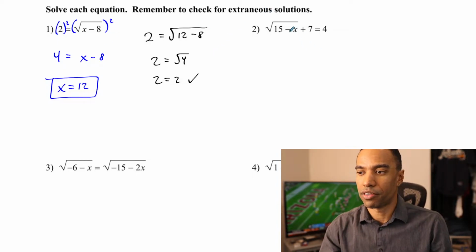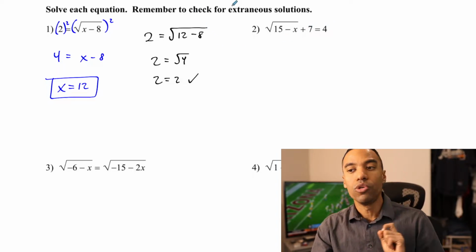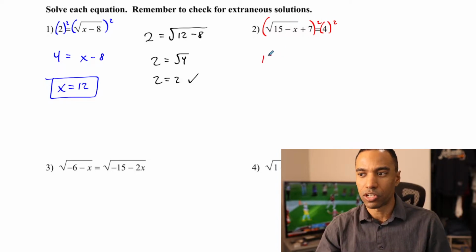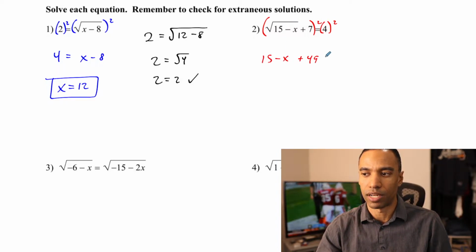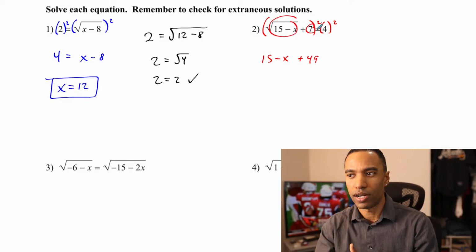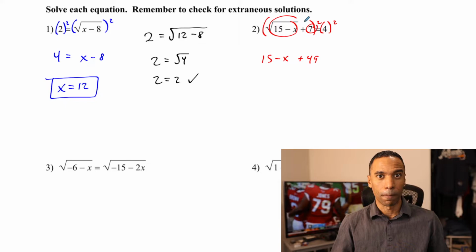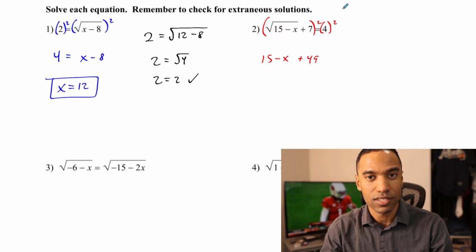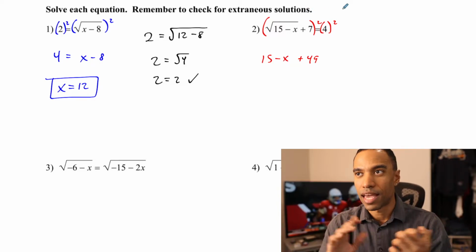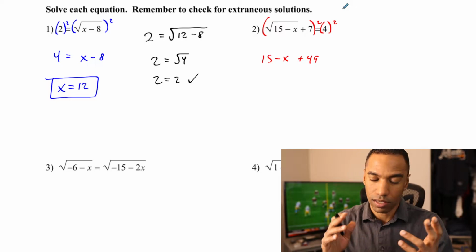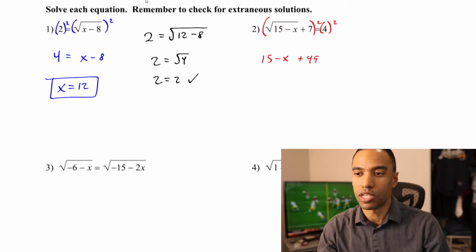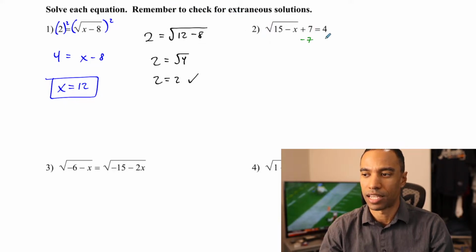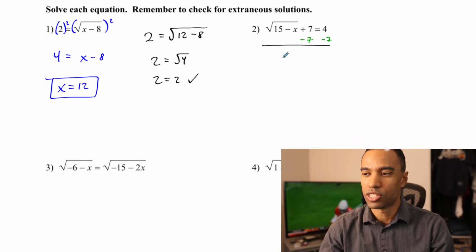Now, number 2: the square root of 15 minus x, plus 7, equals 4. You do not square both sides right now, because this squared does not become 15 minus x plus 49. You would have to FOIL. FOILing means root 15 minus x would have to multiply by 7 twice and then add together, and you would still have a radical in there. So no, it doesn't become that. I can't square it just yet. I am going to have to start by subtracting 7 from both sides.